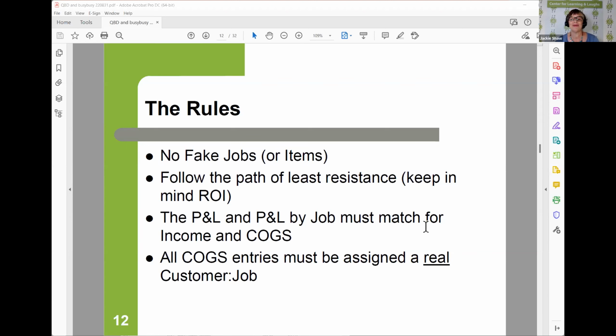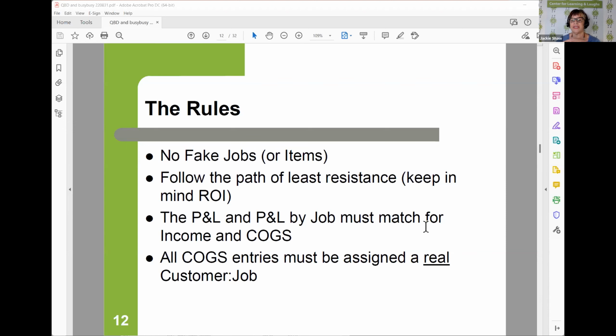The P&L and the P&L by job must always match for income and COGS. We're going to look at examples of this. But you should be able to run a P&L and a P&L by job, and the income and COGS should exactly match. If you follow this rule, gross profit's always going to be correct. And that gross profit, especially gross profit percentage, is really important for people that are doing job cost accounting. That's one of the targets that they're always focused on, or should be.